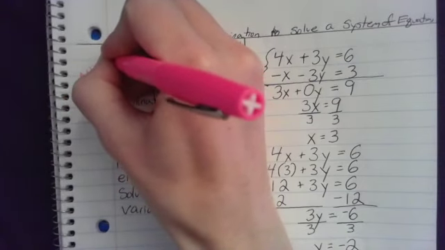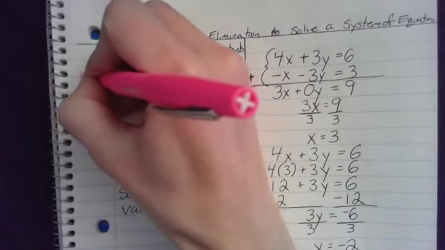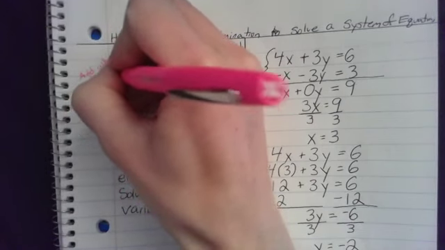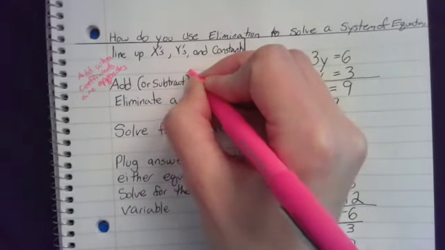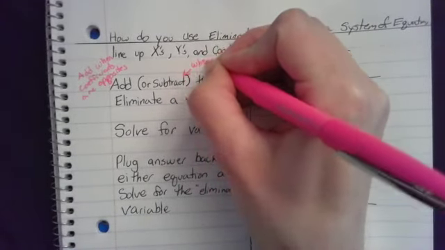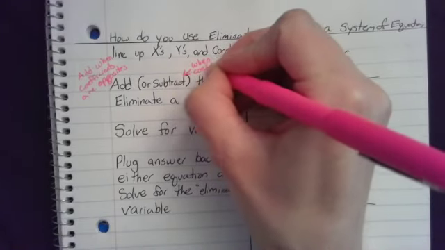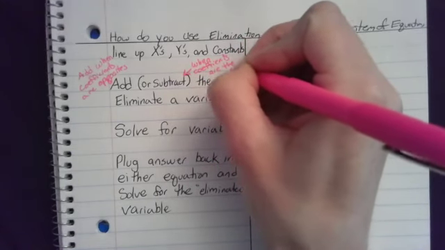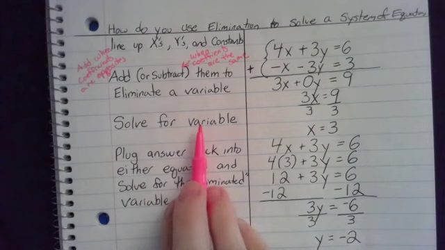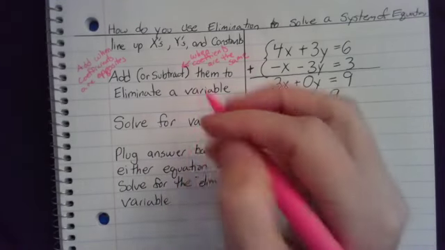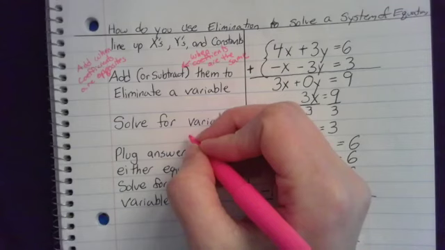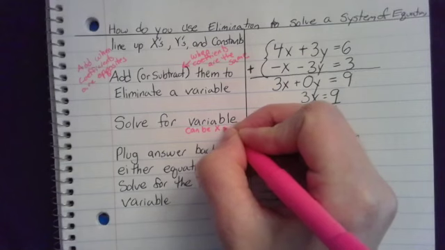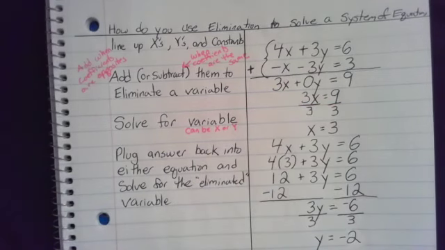So right here, add when coefficients are opposites, subtract when coefficients are the same. When you're solving for the variable, remember that it could be x or y. It's whichever one you didn't eliminate. So it can be x or y.